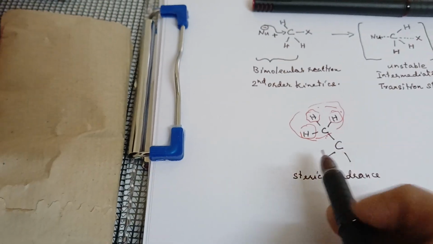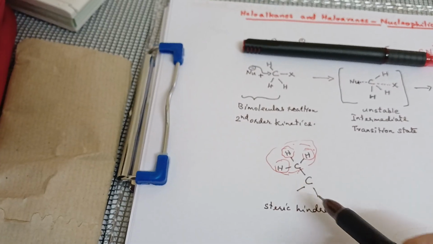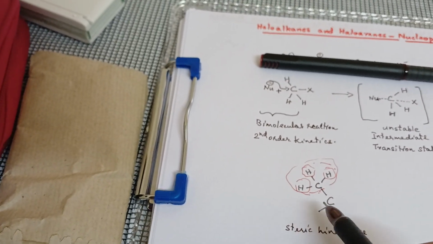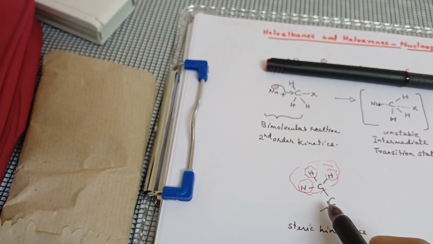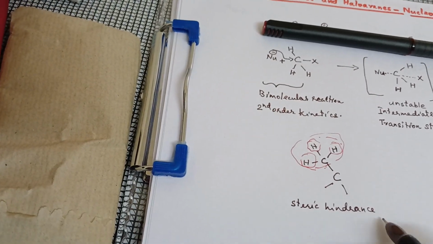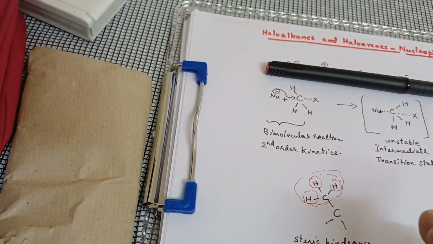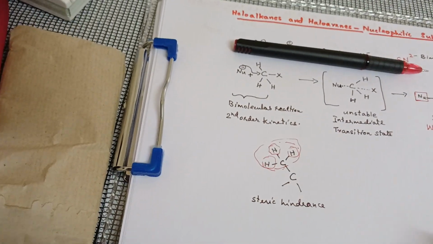That is, due to the spatial arrangement of bulky groups around this central carbon, the nucleophile will not be able to come and attack at this site because of steric hindrance. So if there is more steric hindrance, the reaction will be very, very slow, or not even possible at times.